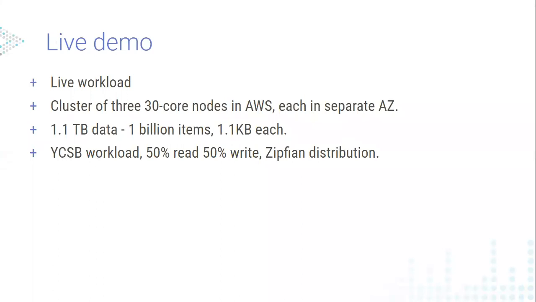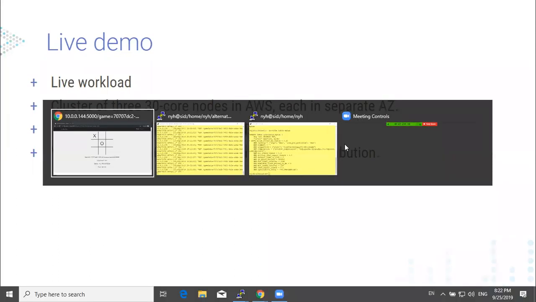Yes, so what you're going to see now is an actual live run that is running right now. We have a cluster of 3 very big nodes on AWS, 30 core nodes each in a separate availability zone. And we have there already 1.1 terabyte of data, which is 1 billion items, each 1.1 kilobytes. And we are running a YCSB workload with 50% reads and 50% writes, and a Zipfian distribution. And let's see the live monitoring.